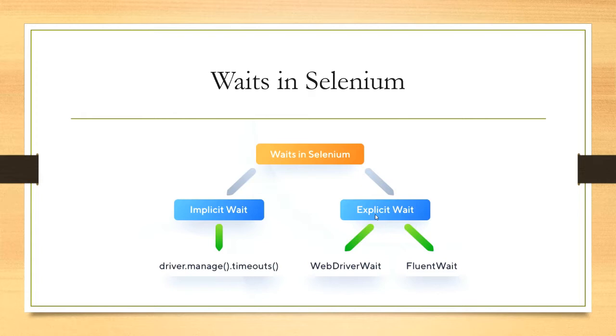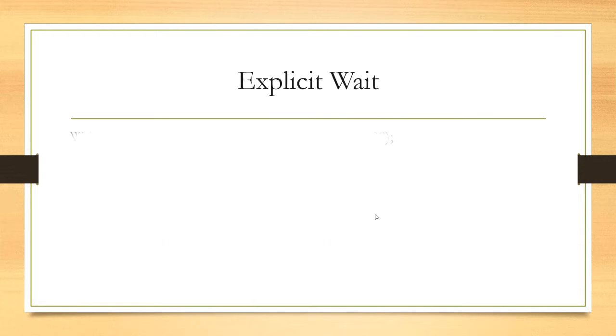But for the case of explicit wait, we could define the waiting technique, against which specific thing we want to wait. So under the explicit wait we have WebDriver wait and the Fluent wait. So today we will discuss the WebDriver wait. So we have a WebDriver wait class. So we will be making an object of that class first.